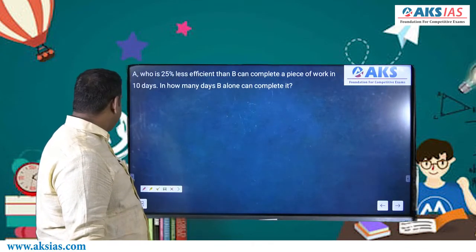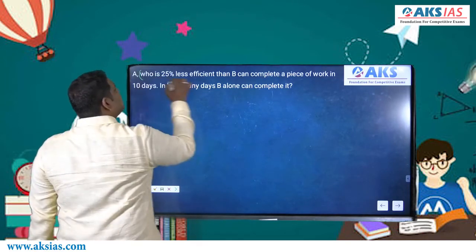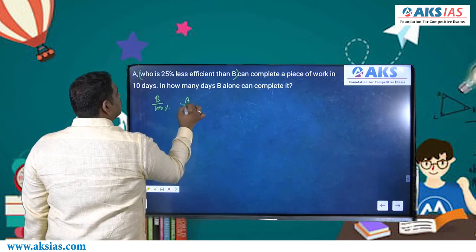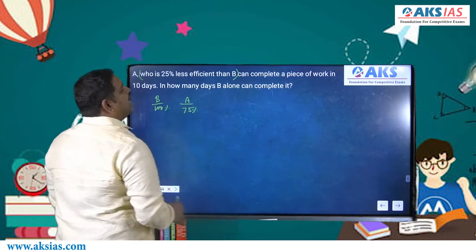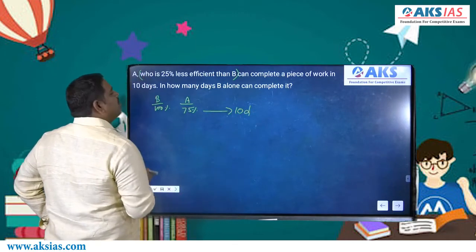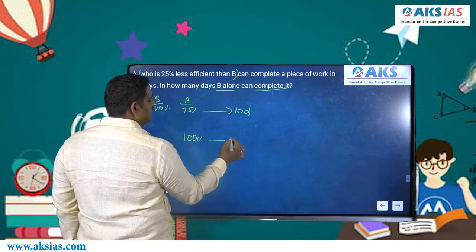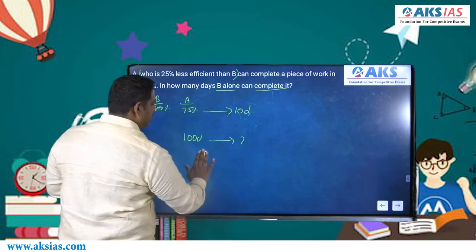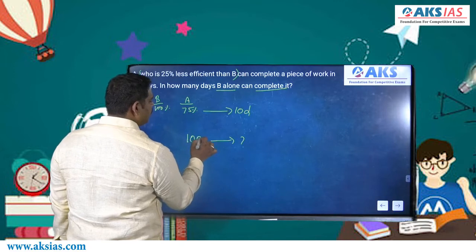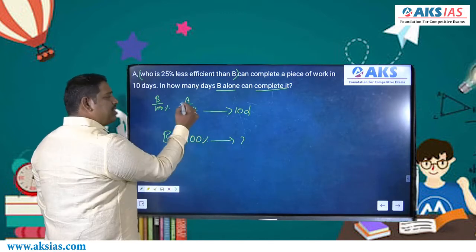A who is 25% less efficient than B. That means if B's efficiency is 100%, then A's efficiency is how much? 75%. Can complete a piece of work in 10 days. That means with 75% efficiency, he can complete in 10 days. In how many days can B alone complete it? B means how much percent efficiency? 100%. In how many days will he complete? Right. Now efficiency and days are inverse proportion.